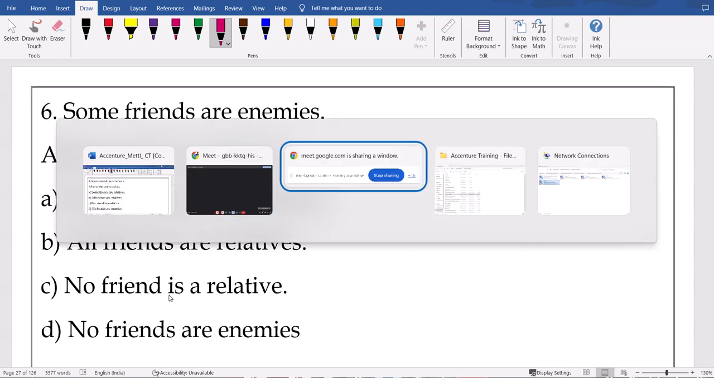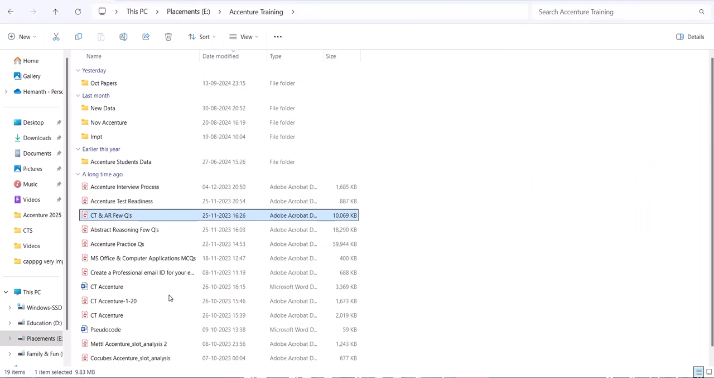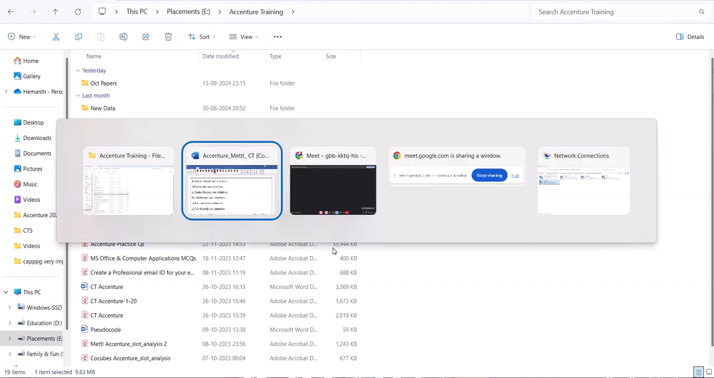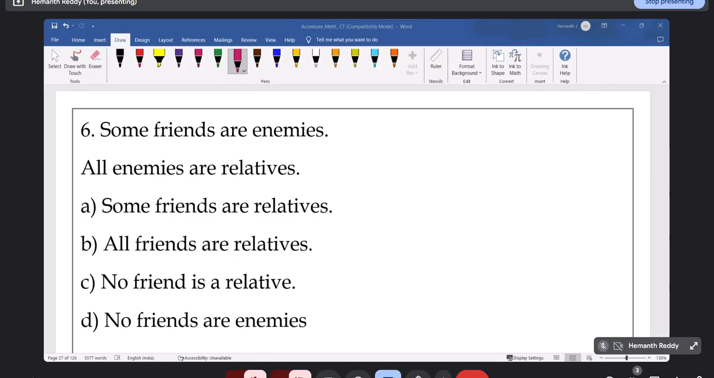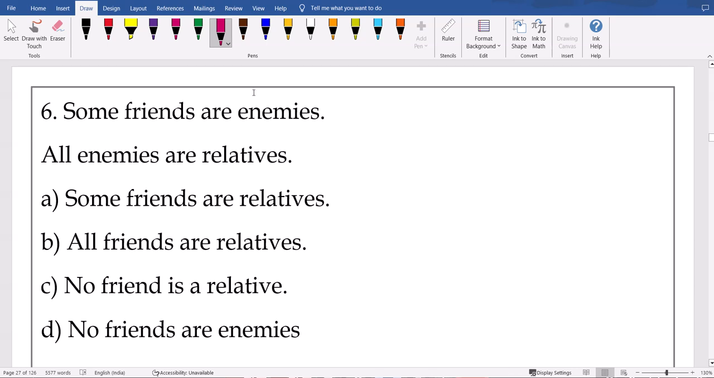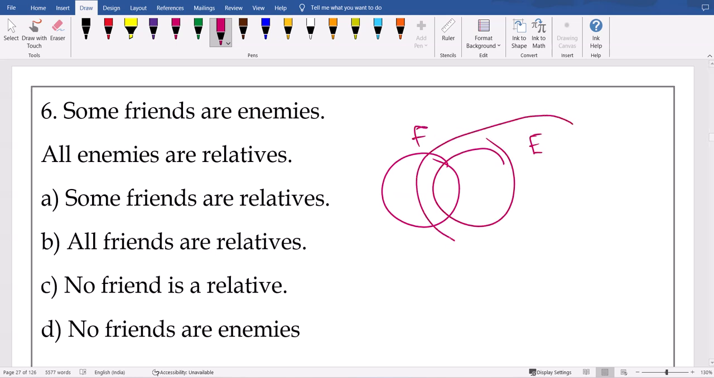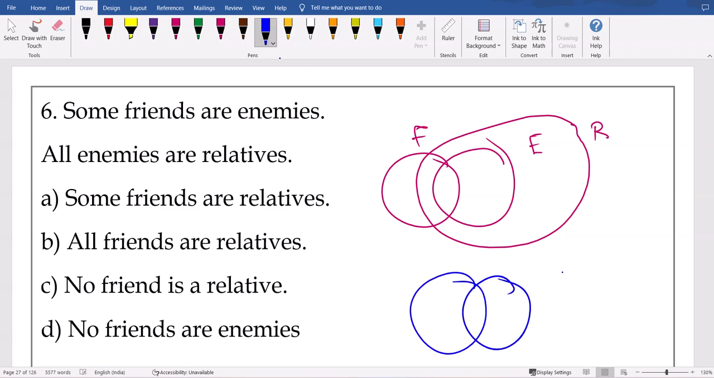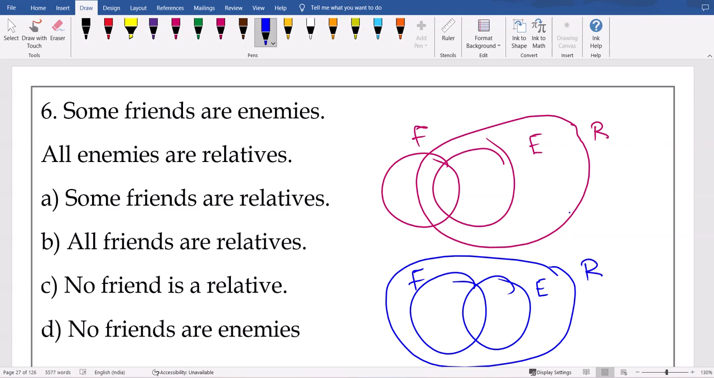Now say this. Some friends are enemies, all enemies are relatives. Okay. So now, some friends are enemies. All enemies are relatives. Right. Now from this, among the options, which is true in all cases? All friends are relatives may be a possibility. Yeah, I can get that, but not sure every time. See, I may get that second one also. Some friends are enemies. All enemies are relatives. If I draw like this, the second one is also a correct diagram.